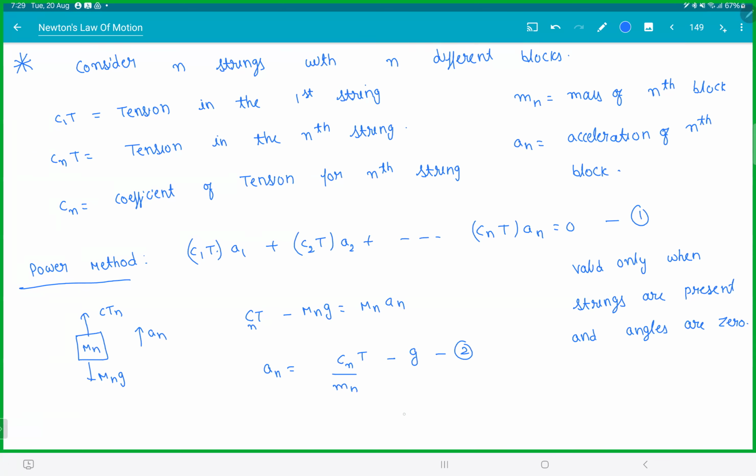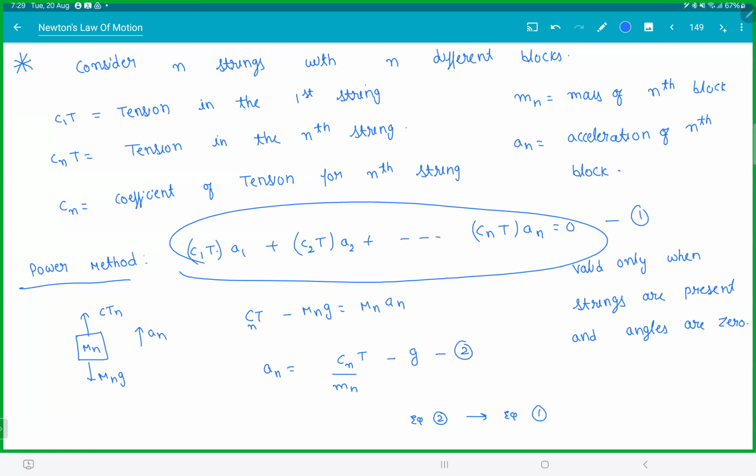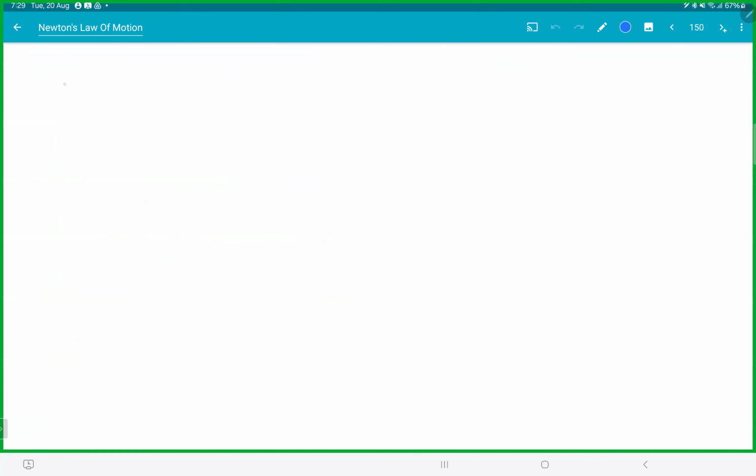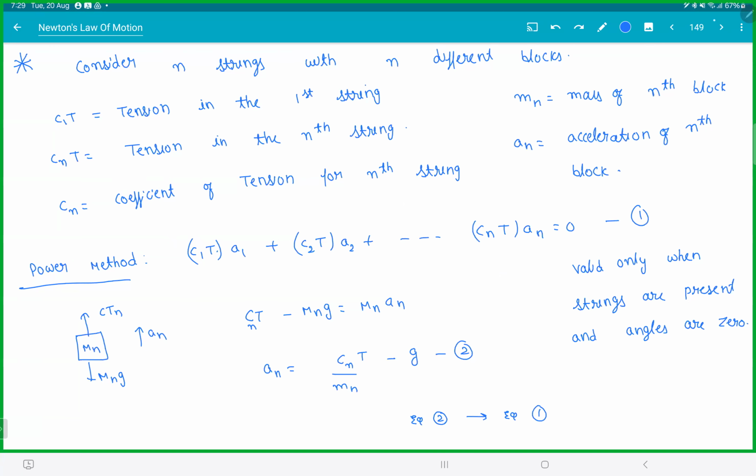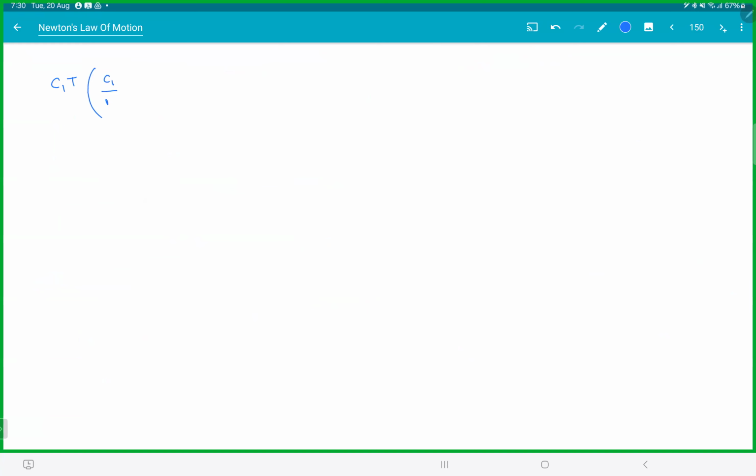Now we will take equation 2 and put it in equation 1. Are you getting this? This equation came from the power method, right? T1, A1 plus T2, A2 and everything. This is just a general force equation. Now if you take this An and substitute in that equation, you will end up with C1T. What is A1? A1 will be C1T by M1 minus G. So substitute there, C1 by M1 T minus G. The second will be C2 by M2 T minus G. So on, Cn by Mn T minus G equal to 0.